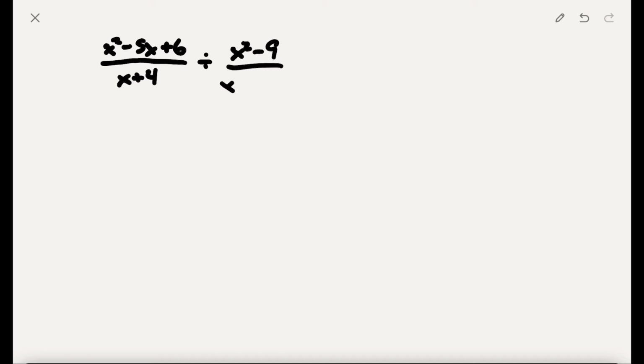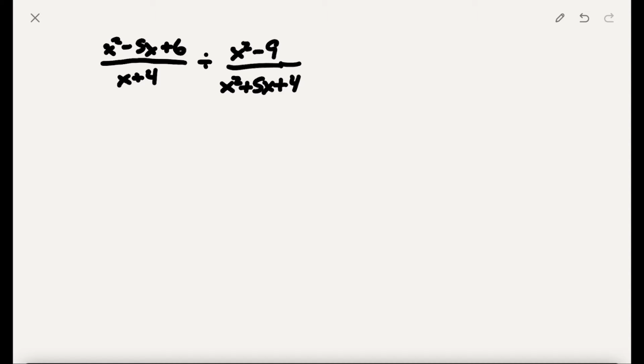All right, so this is going to be a video about multiplying and dividing rational expressions, and it's basically just going to be 5 example problems to kind of cement the concept for you a little bit more. So this first problem is going to be x squared minus 5x plus 6 all over x plus 4 divided by x squared minus 9 all over x squared plus 5x plus 4.